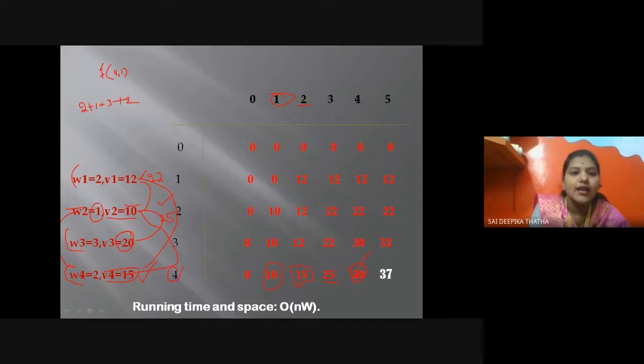The last one, 5. I can add 3 plus 2, 5, or I can take 2 plus 2 plus 1. 3 cases we are having. First, I will add 2 plus 3. What is the value of first 2? That is nothing but 12. For 3, it is going to be 20. 12 plus 20 is nothing but 32. Keep it aside and check remaining also, whether which is greater.